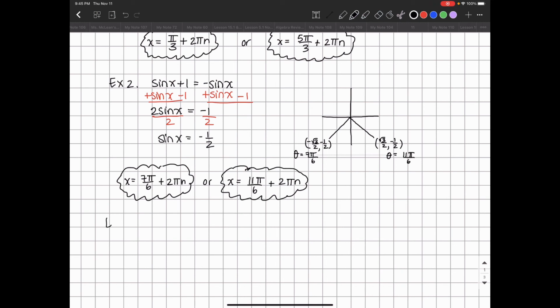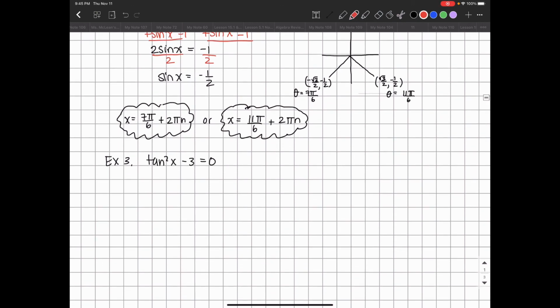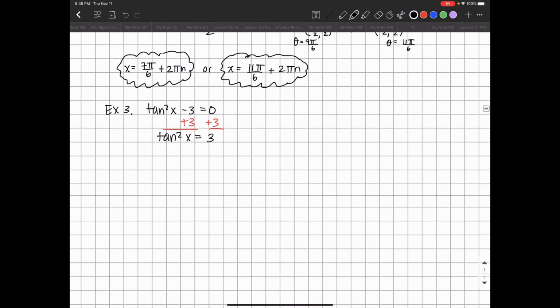Okay, let's do another example. So maybe I have tangent squared of x minus 3 is equal to 0. First thing I'm going to do is add 3 on both sides. And then I have tangent squared of x is equal to 3. Because I want tangent of x by itself and I have tangent squared of x, I'm going to take the square root of both sides.